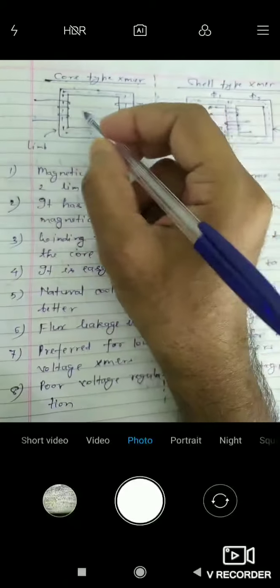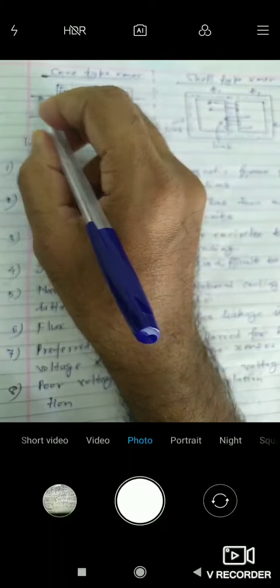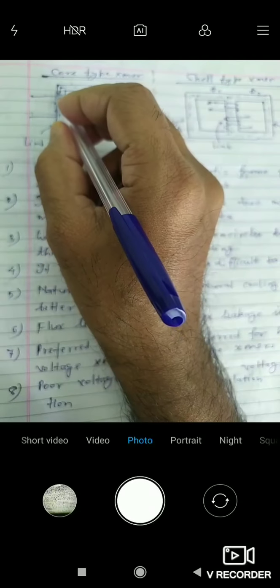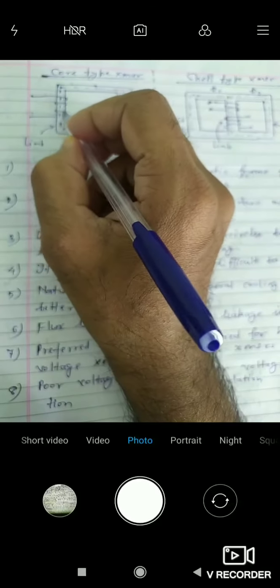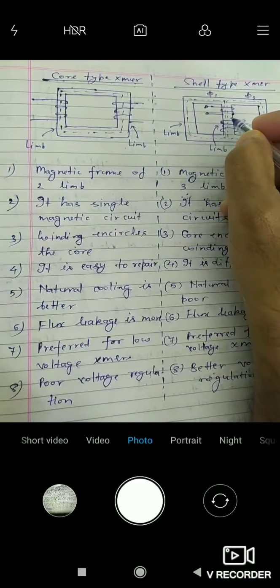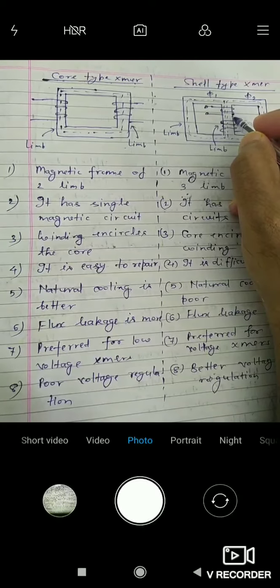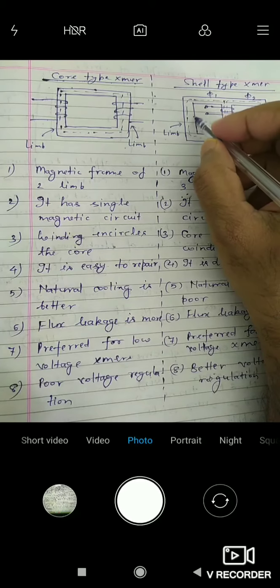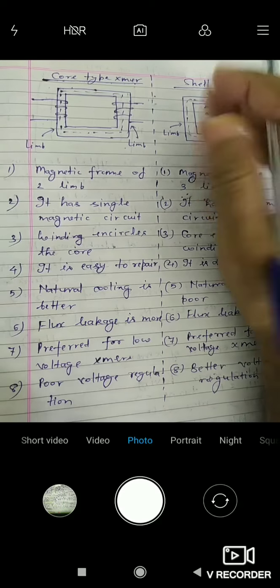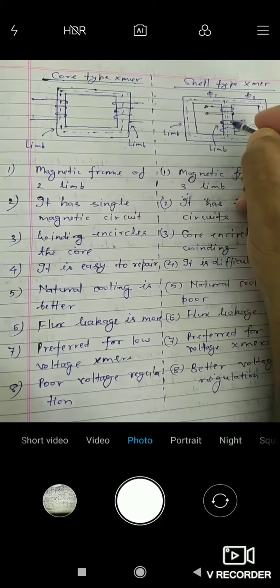Now coming to this one, here windings are encircling the core. This is the core and windings are encircling this core, whereas if you observe a shell type transformer, these are the cores which are encircling these windings. Windings are inside and core is outside, right? So this is also another difference.